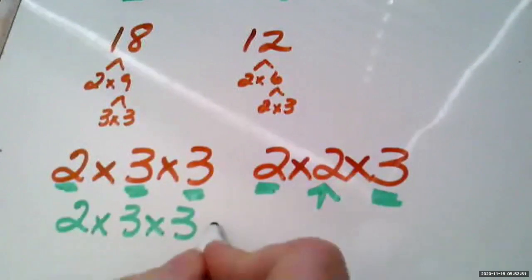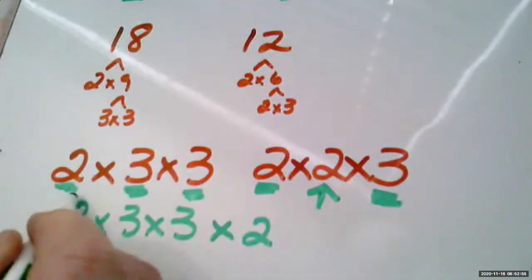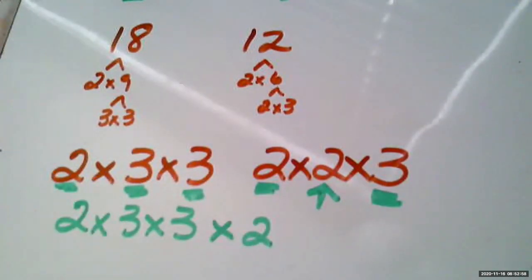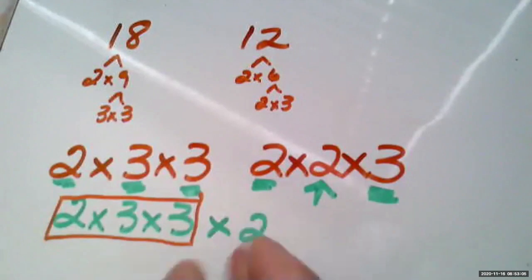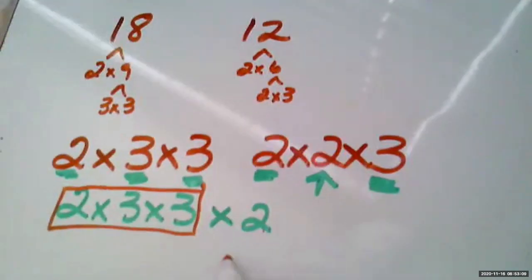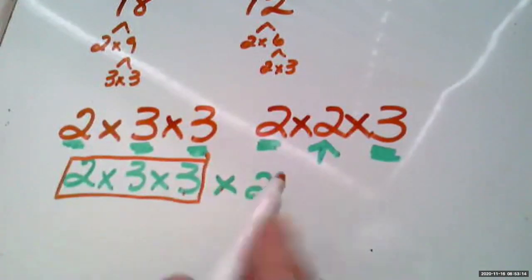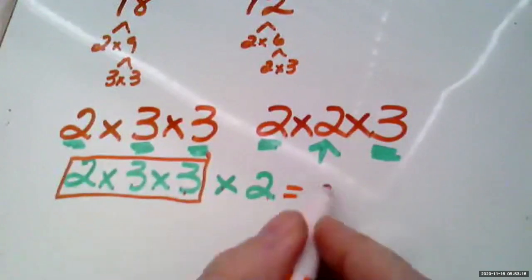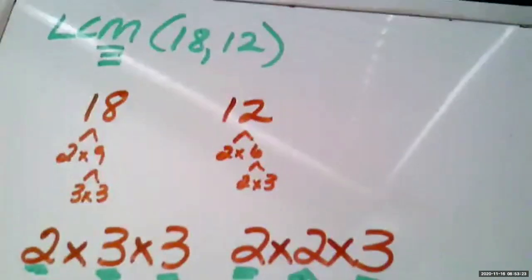However, the 2 from this side hasn't been used, so I'm going to bring it down, so that here I have 2 times 3 times 3. This is 18, but then 2 times 2 times 3 is over here, so 2 times 2 times 3 is still represented. If I multiply all these together, this is 18. 18 times 2 is 36. So the least common multiple of 18 and 12 is 36.